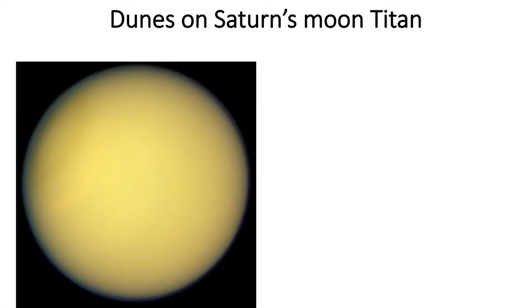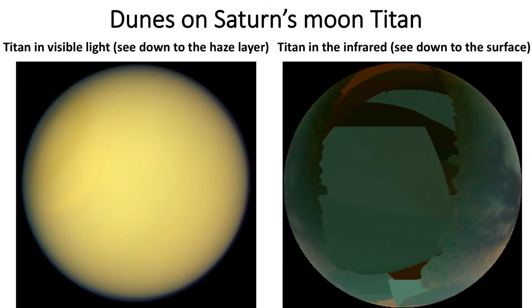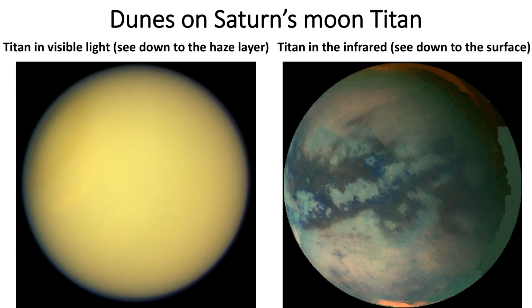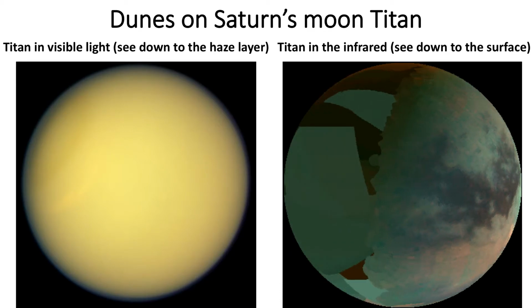So we see linear dunes on Saturn's moon Titan, and the question is, what kind of dunes are they? And as a reminder, this is what Titan would look like to our naked eyes, because in the visible you really only see into the haze layer, so that's invisible light. And then if you look in the infrared, you can see all the way down to the surface.